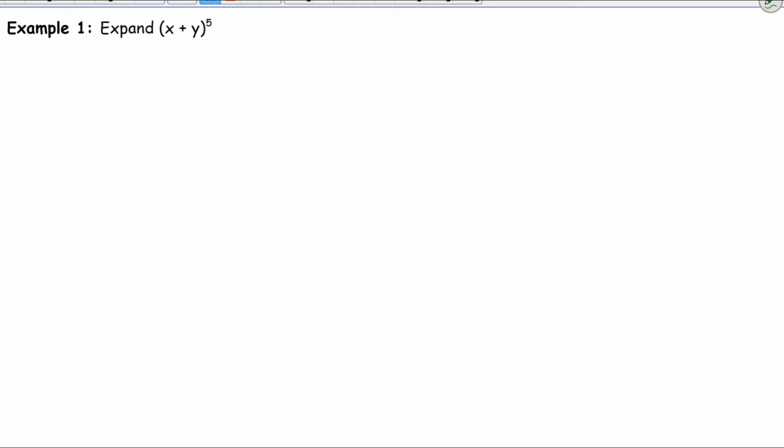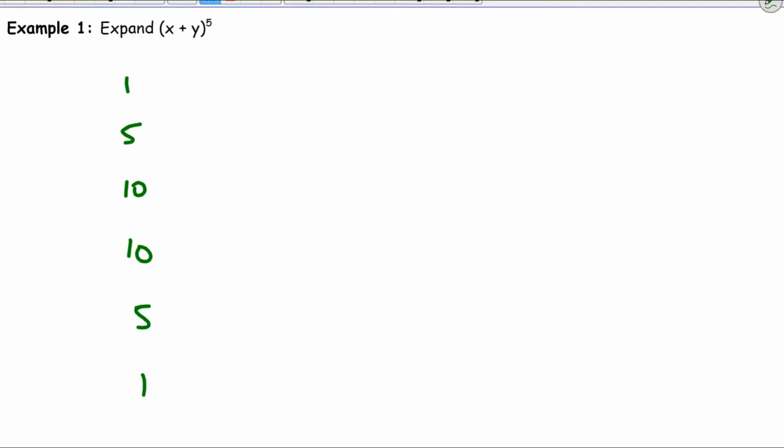So our step 1 is to find the coefficients, and we have them. Our coefficients are 1, 5, 10, 10, 5, 1. That's my first step. The second step is to fill in the powers of the first term. Now, the powers of the first term will be the powers of x, and they start from x to power 5 all the way up to x to power 0.